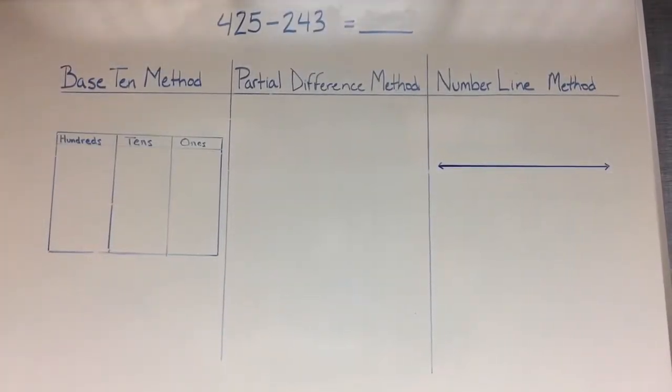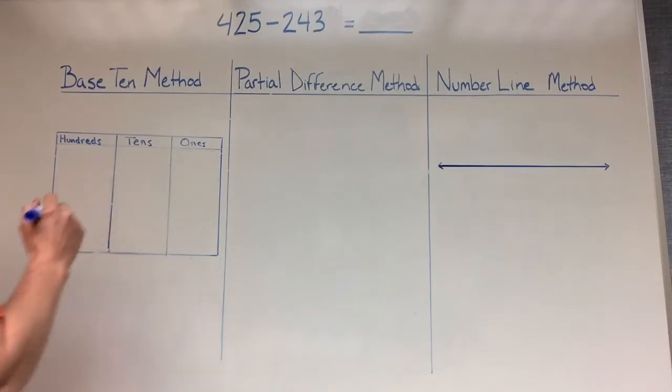Hi there, we are going to be working on the 2NBT7 skill, which is fluently add and subtract within 1,000. We are going to be using three strategies: base 10 method, partial difference method, and number line method. At this point, we do not teach the traditional method as we want students to have strong number sense and place value understanding when adding and subtracting.